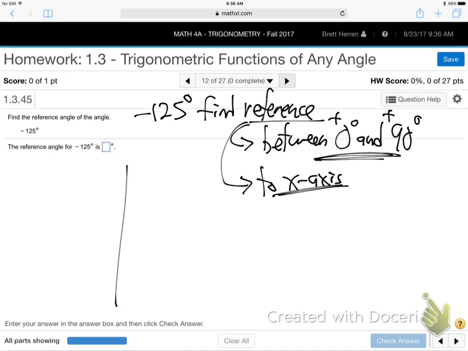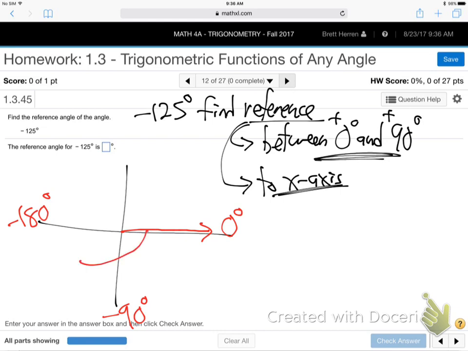So draw your axis system. Put negative 125. Find out where negative 125 is, and then go to the nearest x-axis and find your reference angle. A positive number between 0 and 90. So here's 0. Negative 125, which way are we going? Down, down, down. This would be negative 90, negative 180, right? So where's negative 125? It's down somewhere around here.